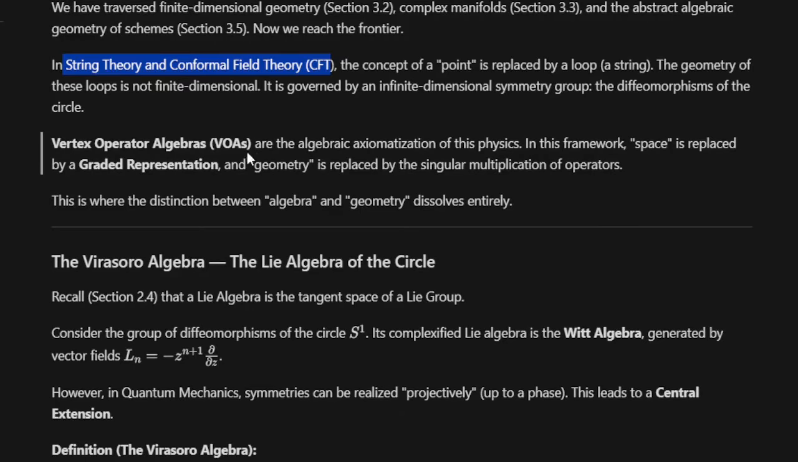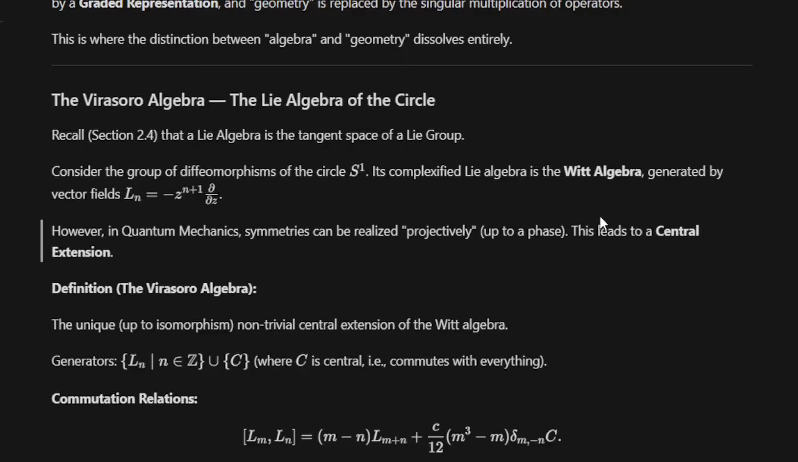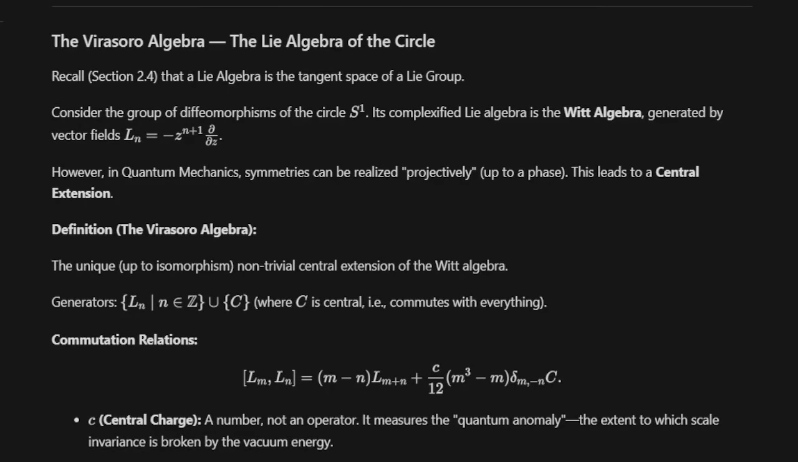But vertex operator algebras are the algebraic axiomatization of this in physics. Okay, so let's look at something called the Virasoro algebra, and this is kind of the spine. This is the spine of the theory.